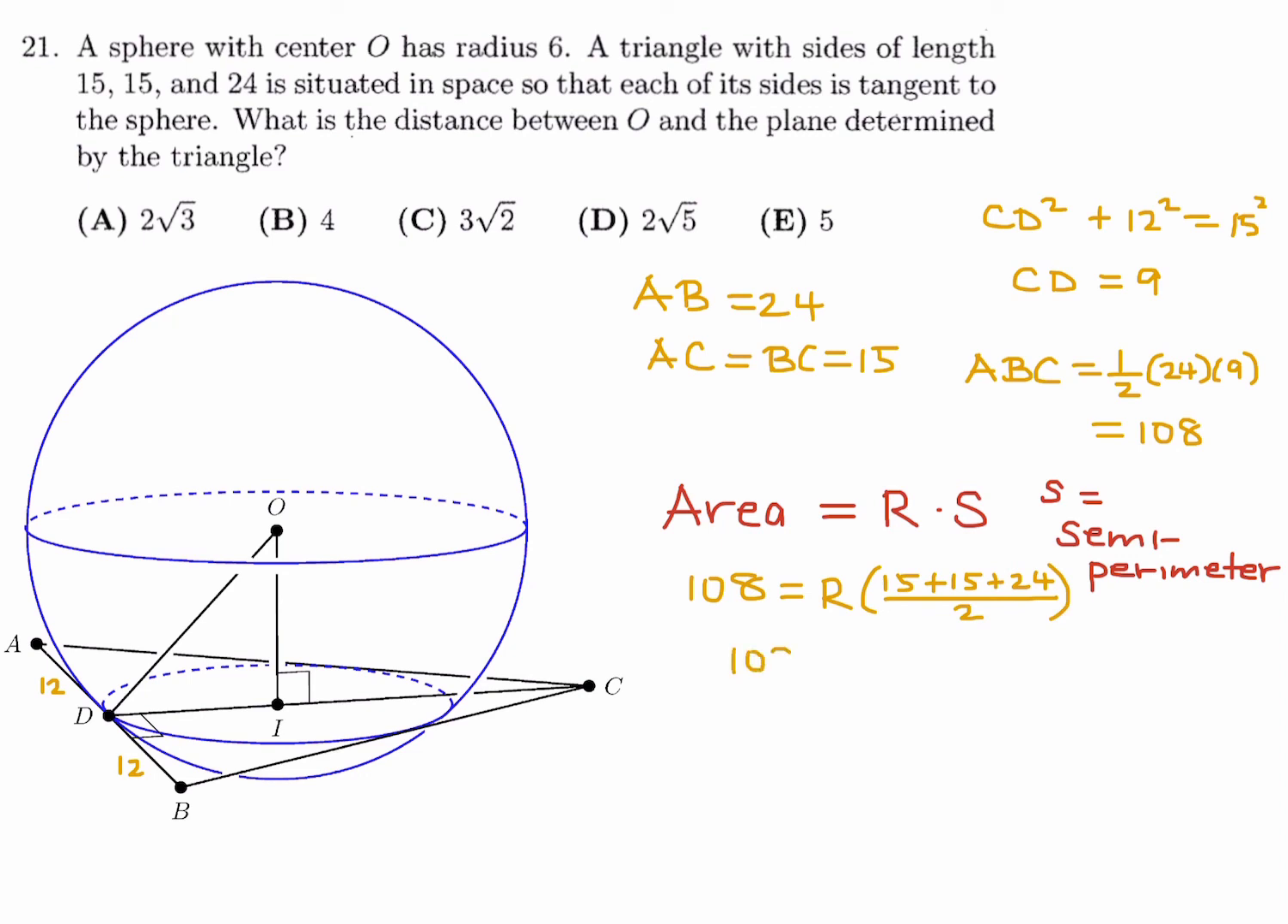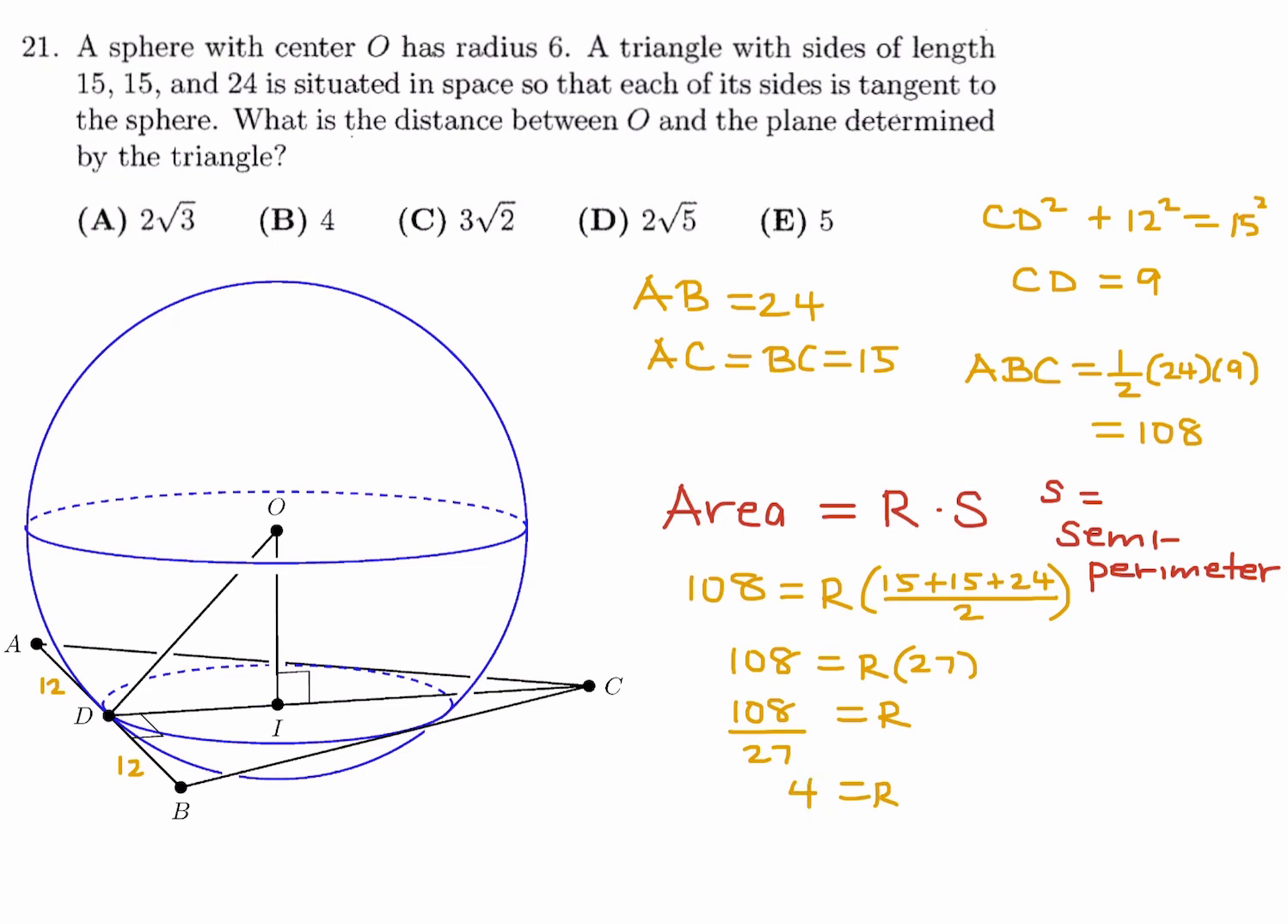So that makes this 108 is equal to R times 30 plus 24 is 54 divided by 2 is 27. So R is equal to 108 over 27. Therefore, R is equal to 4.